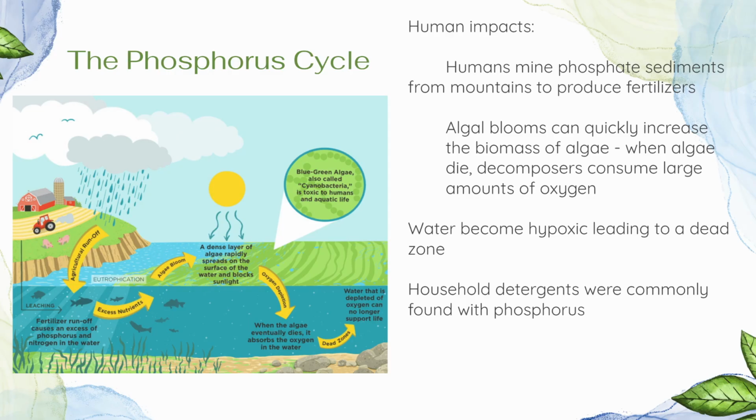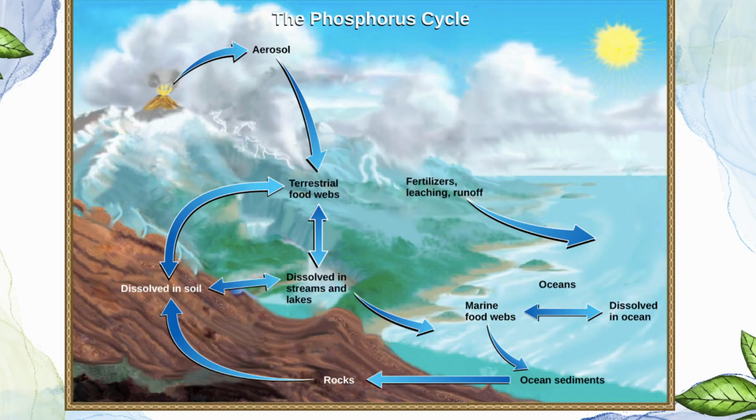Human impacts in the phosphorus cycle include mining phosphate sediments from mountains to produce fertilizers. Runoff from agricultural lands can lead to algal blooms in an aquatic ecosystem. When the algae die, decomposers consume large amounts of oxygen, which can cause the water to become hypoxic, creating a dead zone. Historically, household detergents also contained phosphorus. Here is a diagram of the completed phosphorus cycle as discussed.